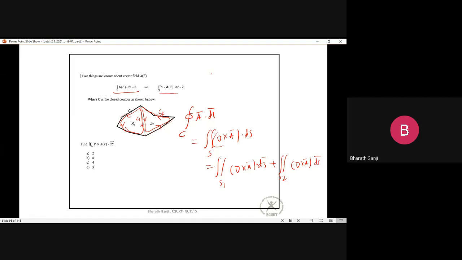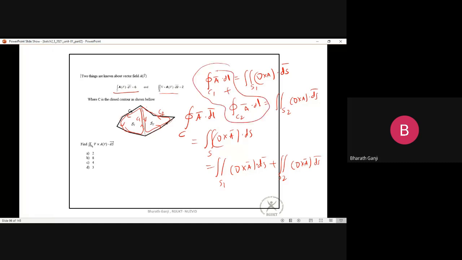So what I can say is, for the closed loop integral on the C1 path, from the Stokes theorem, A bar dot dl bar will be equal to the surface integral on S1 of del cross A dot ds bar. Okay. In the same way, for the closed path C2, I can write that A bar dot dl bar is equal to the integral on S2 of del cross A times ds bar. So if I add these two integrations, what will I get?